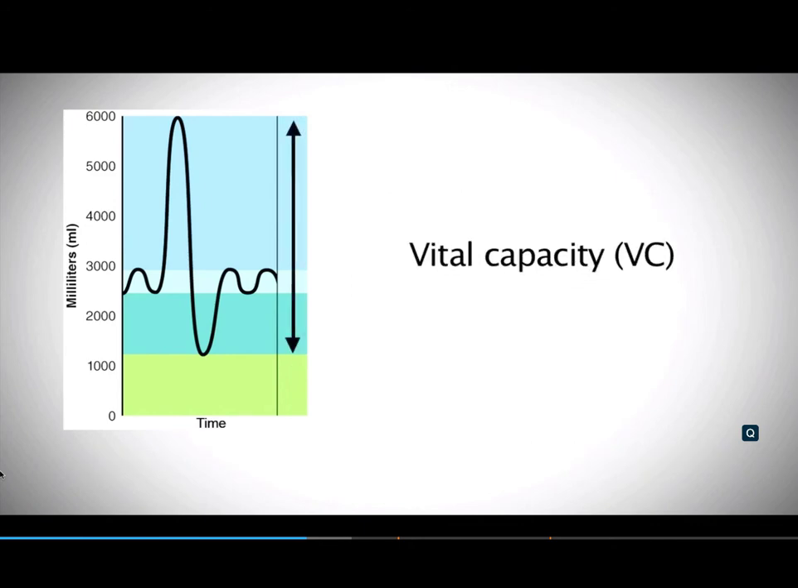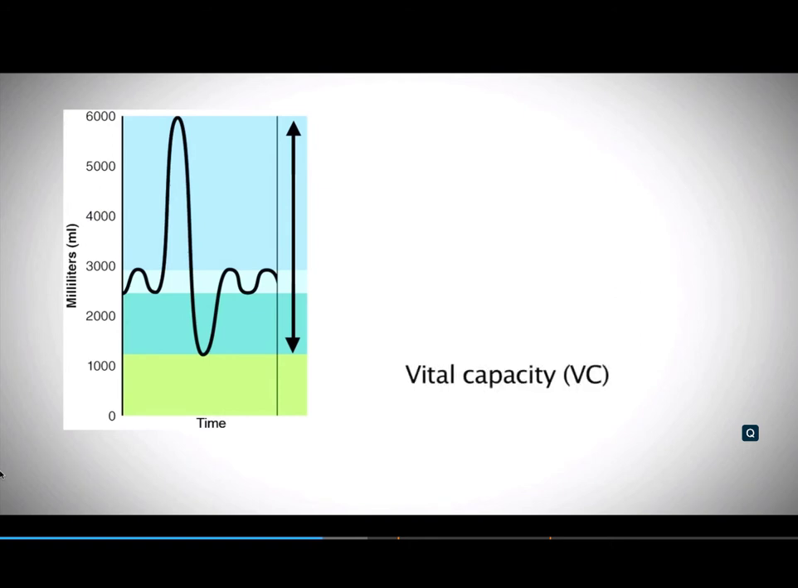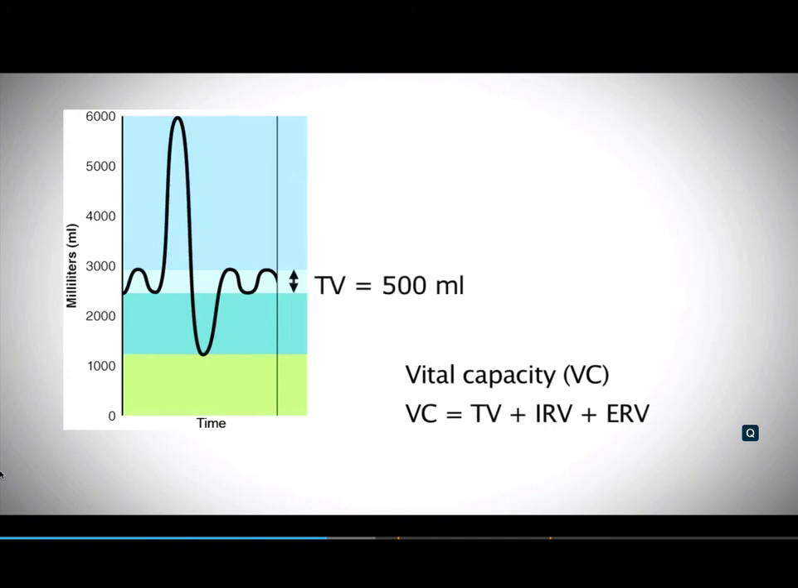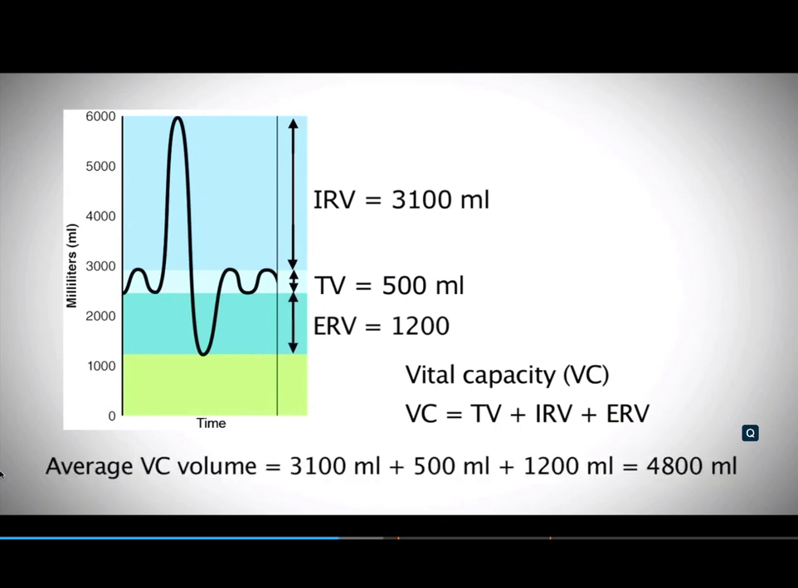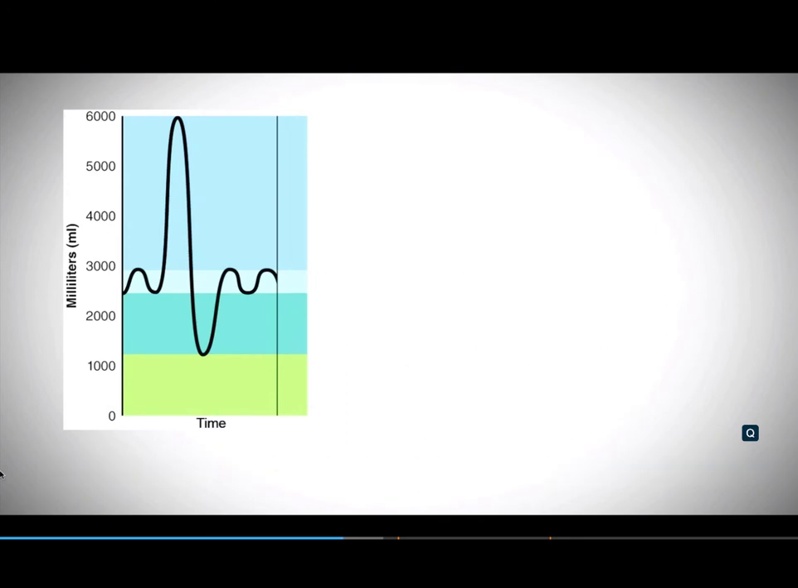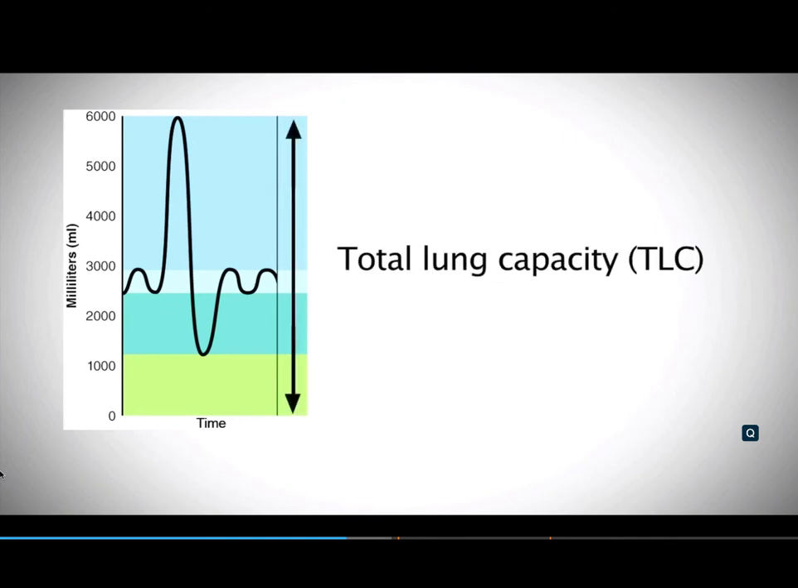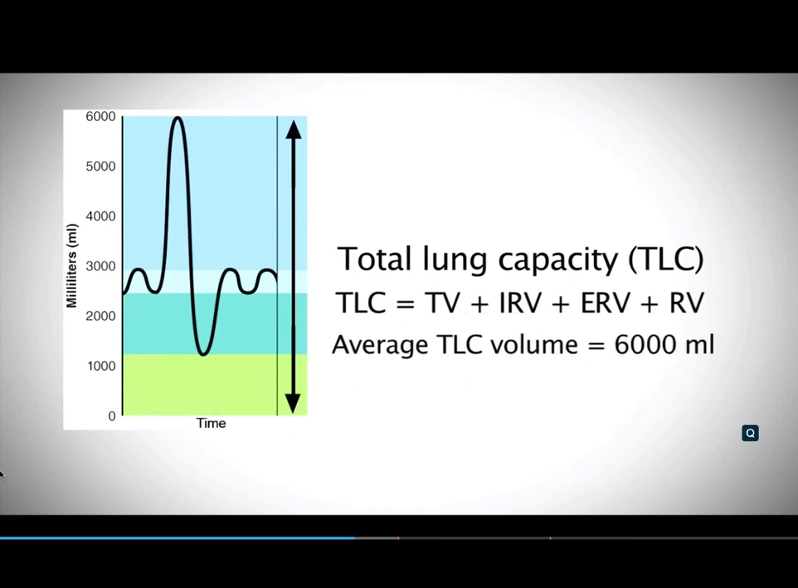The vital capacity, or VC, is the maximum amount of air that can be exhaled after a maximal inhalation. The vital capacity equals the sum of the tidal volume, inspiratory reserve volume, and the expiratory reserve volume, an average of 4,800 milliliters. The total lung capacity, or TLC, is the sum of all of the lung volumes, an average of 6,000 milliliters.